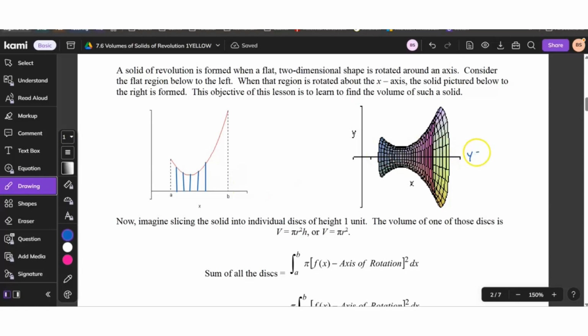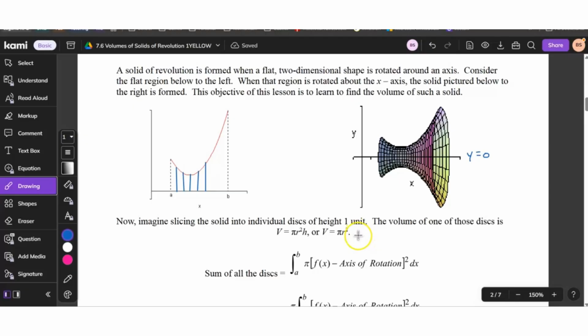Then here, we're going to rotate it about the line y equals 0. That's important because the volume of one of these discs is going to be pi r squared h, where the radius is whatever's changing. And our height is just 1 because we made them height 1. So it's just pi r squared.